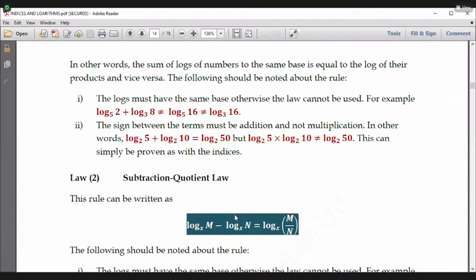Now listen, quotient is the value you get when you divide two numbers. So m is being divided by n. So we are saying log to base x of m minus log to base x of n is the same as log to base x of m over n.